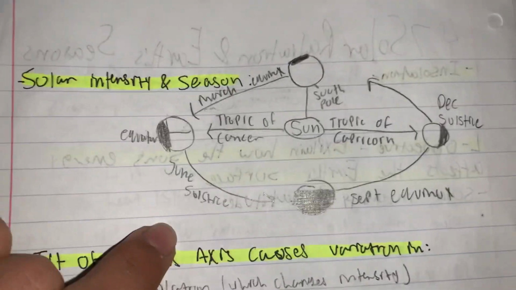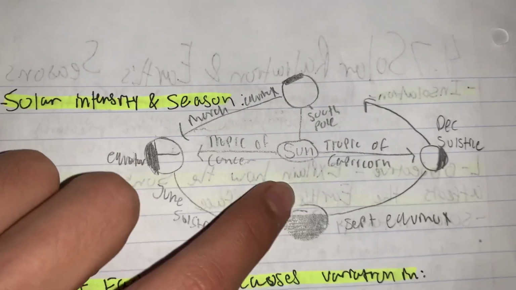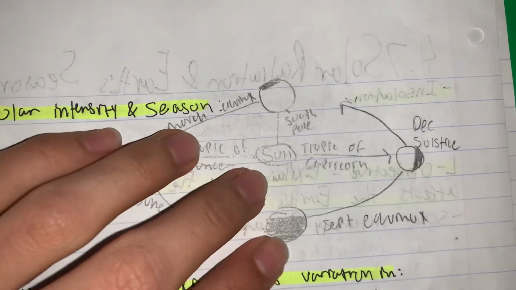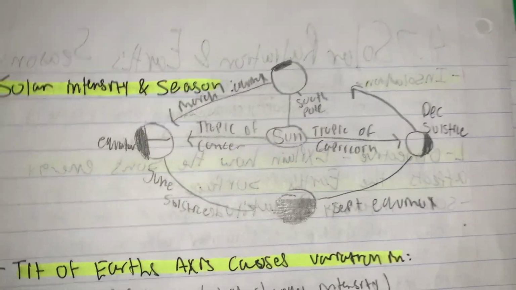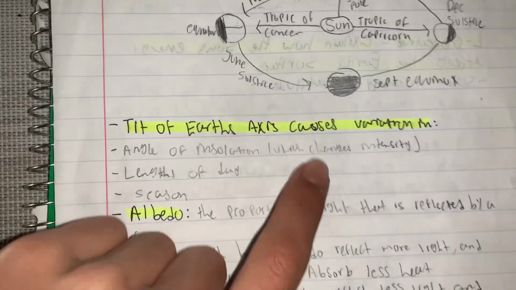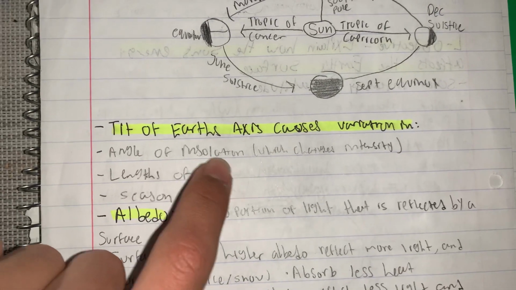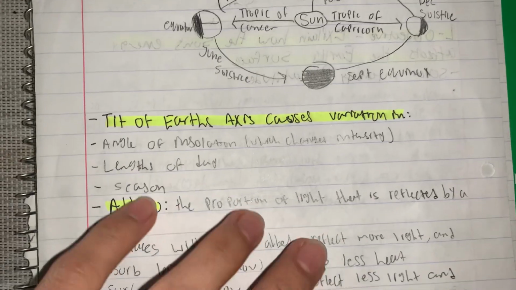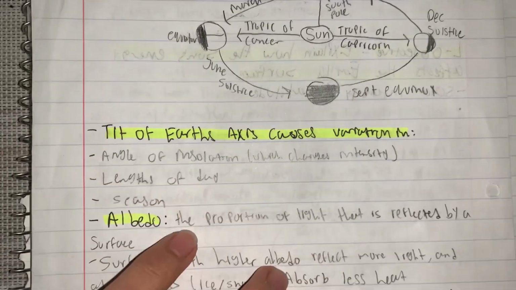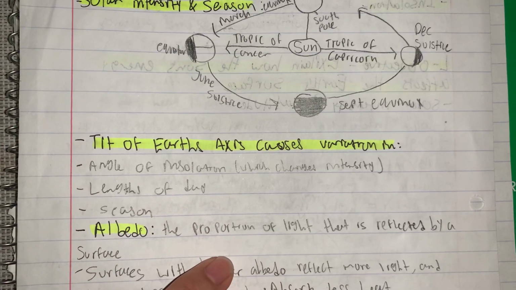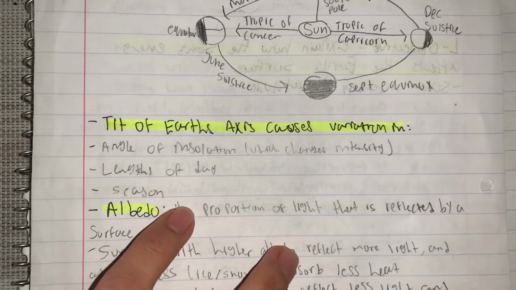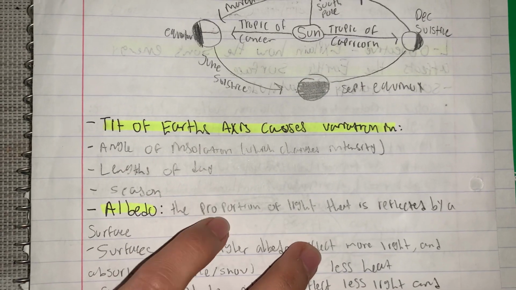And then here's an image that represents that, showing which side doesn't get as much sun, and the shaded parts are that part. And then the tilt of Earth's axis causes variation in the angle of insolation, which changes the intensity of how the sun hits it. And then the length of day, which could make a day shorter or longer, so the sun rises earlier or later. And then the season, which would be winter, summer, etc.